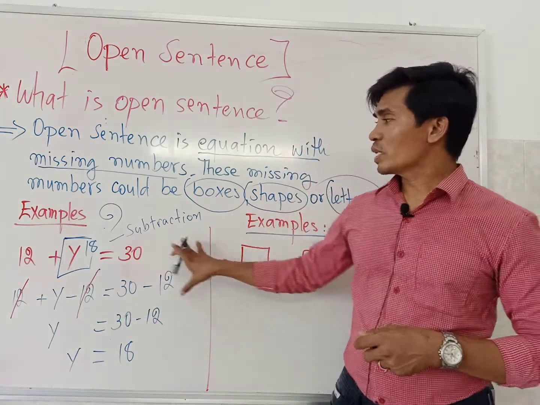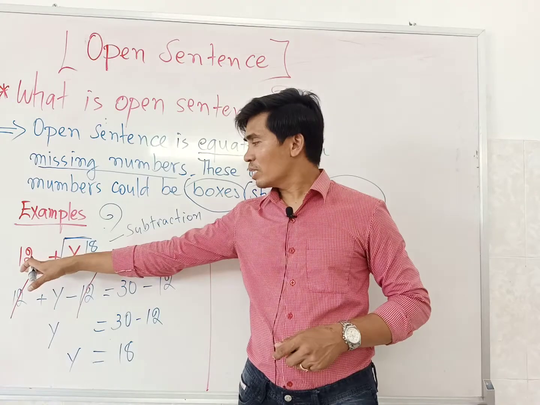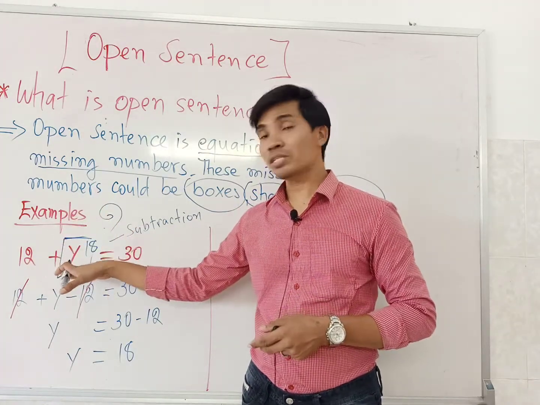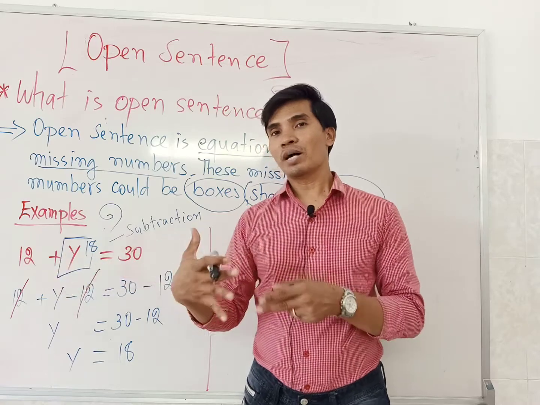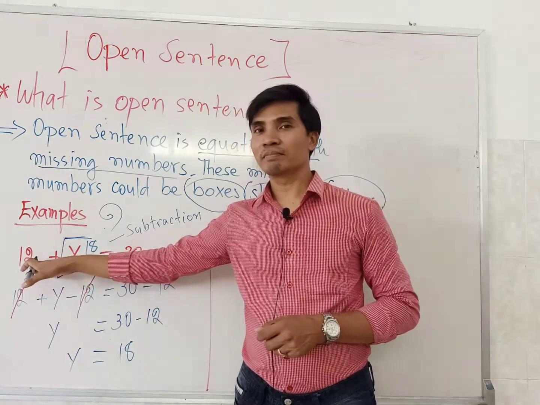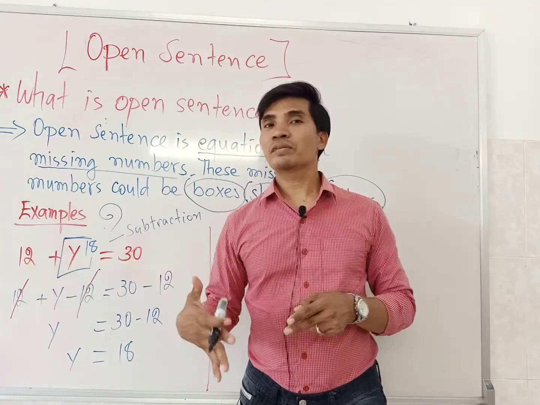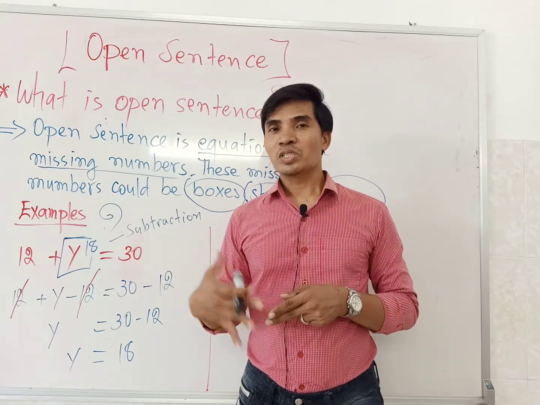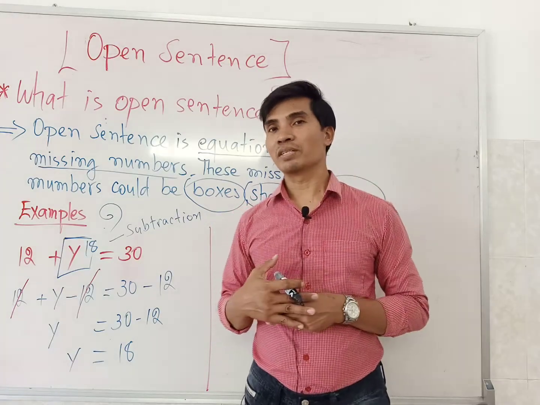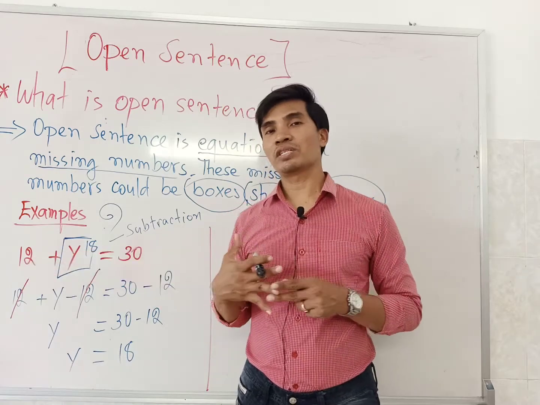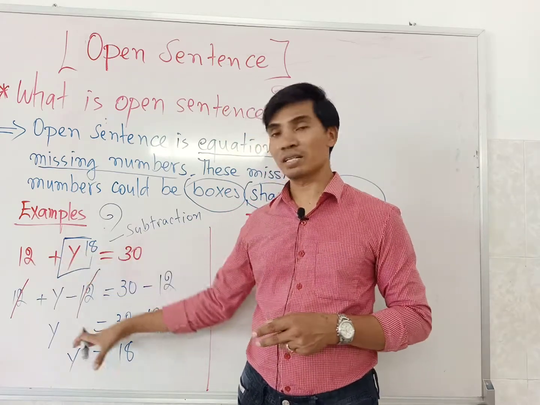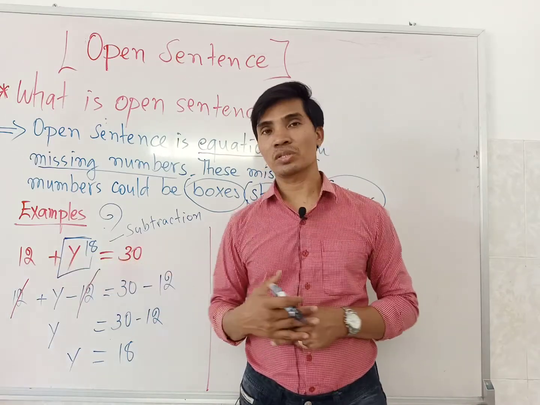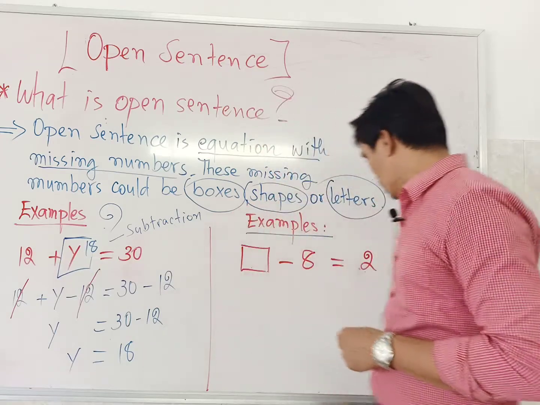So again, this is an open sentence, and when you look at it, one side of the equation is missing or replaced with a box or a letter, and then you have to look at the number. When the number is positive, we have to use the subtraction method. This is how we work out an open sentence and find the value of y.